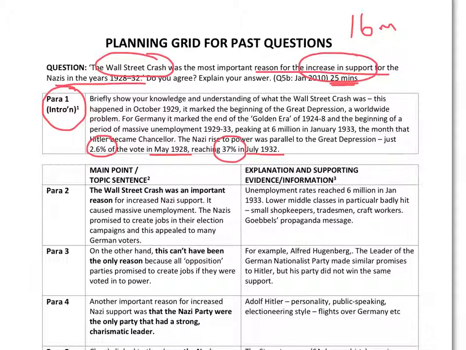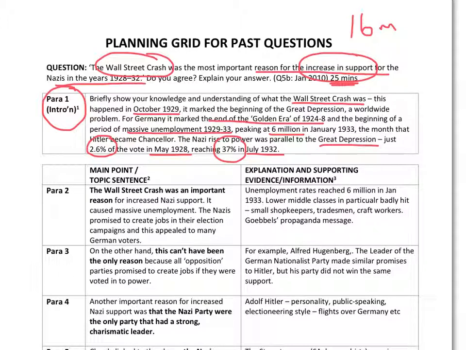The introduction also shows knowledge about what the Wall Street crash was, when it happened, the fact that it happened at the end of the golden era 1924-28, and the fact that it triggered the Great Depression. The Great Depression was a period of massive unemployment that started in 1929 and reached its peak in 1933, reaching 6 million.